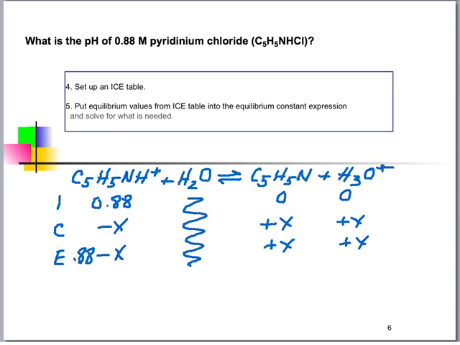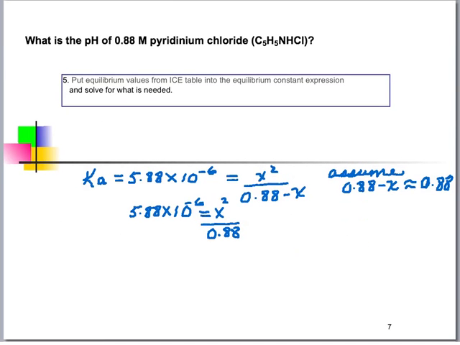We will put those equilibrium values into the equilibrium constant expression and solve for what we need. Putting our equilibrium values from the ice table into the equilibrium constant expression gives us what's shown here. 5.88 times 10 to the minus 6 was the Ka that we determined previously. We can assume, to try to simplify the math again as usual, that the x that's subtracted from the 0.88 is small. We'll have to check our assumption, but we will start out by saying it is just 0.88.